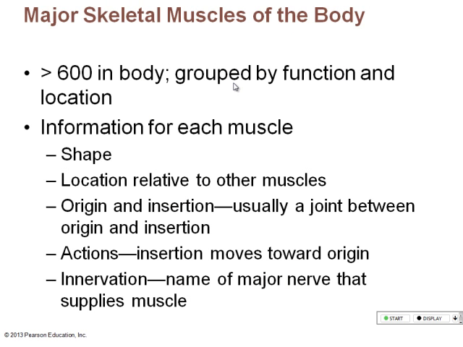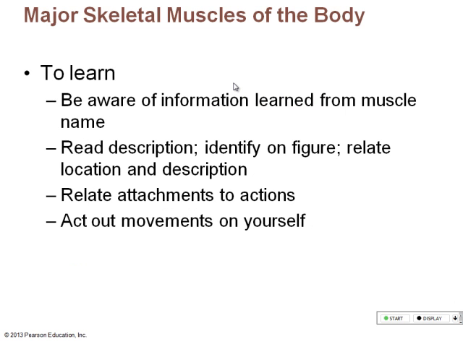We good? More than 600 muscles in your body, and they're grouped by functional location. We already talked about this: shape, where the muscle is, origin, insertion, actions, innervation. That's what they pull on.